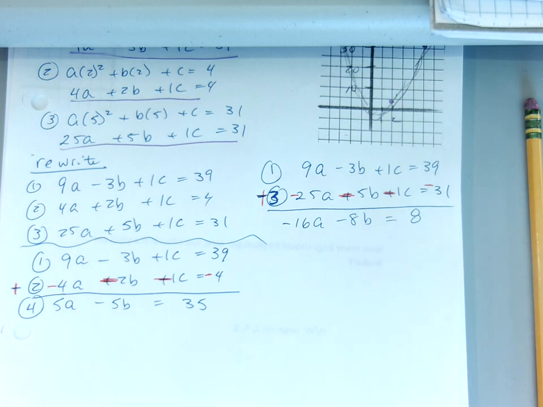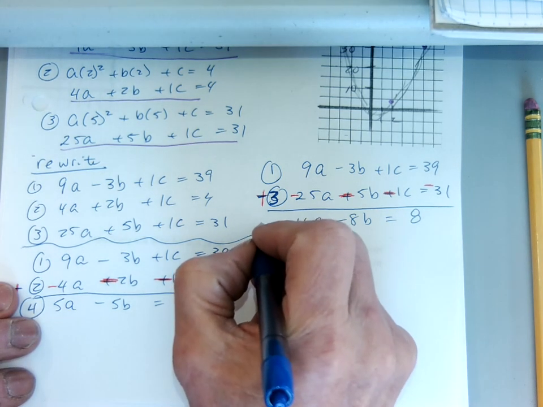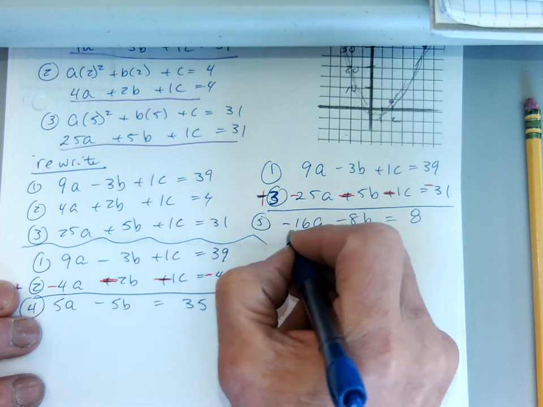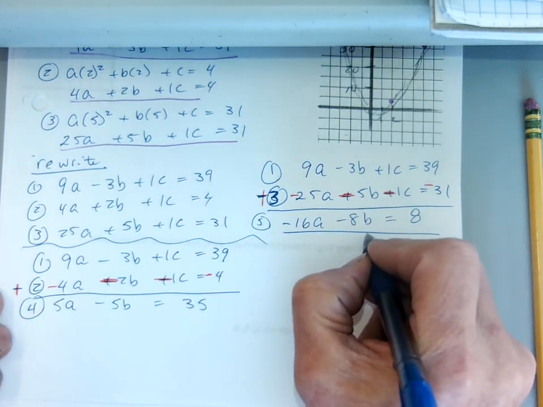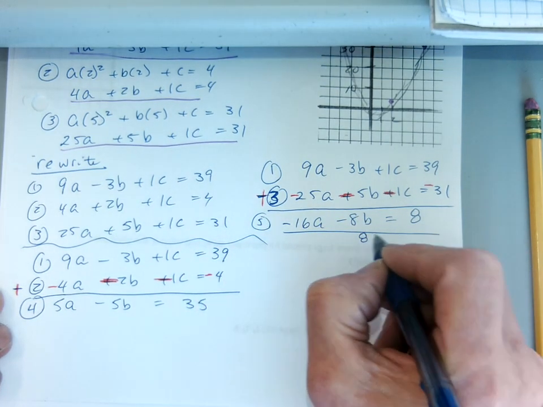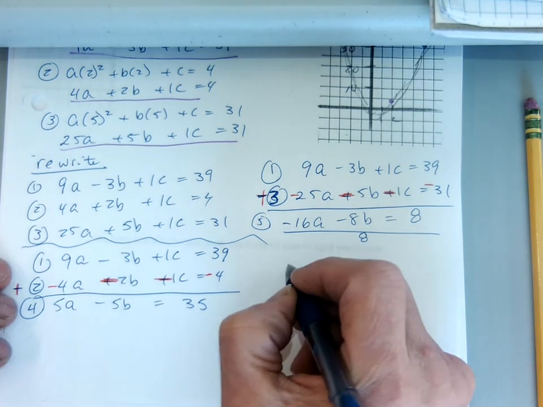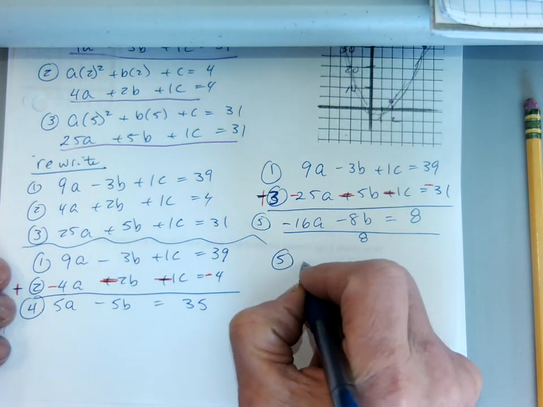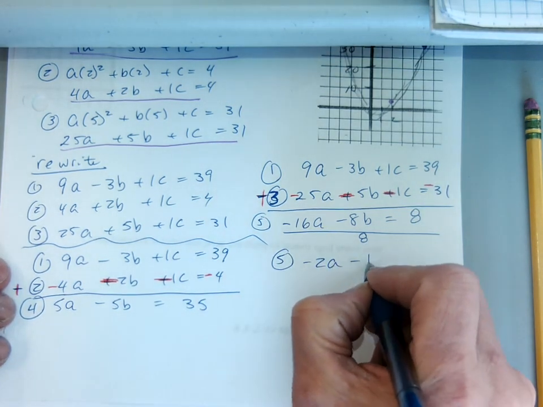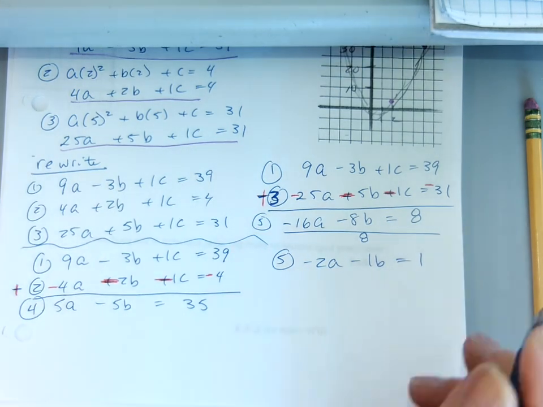Yep. So I have an opportunity to make equation 5 easier. Do you see it? Yeah. 1.8. If I divide by 8, it might make it easier, right? Why not, right? Why not make it easier? So my equation 5 could be a negative 2a minus a 1b equals 1. Okay, it makes it much simpler.